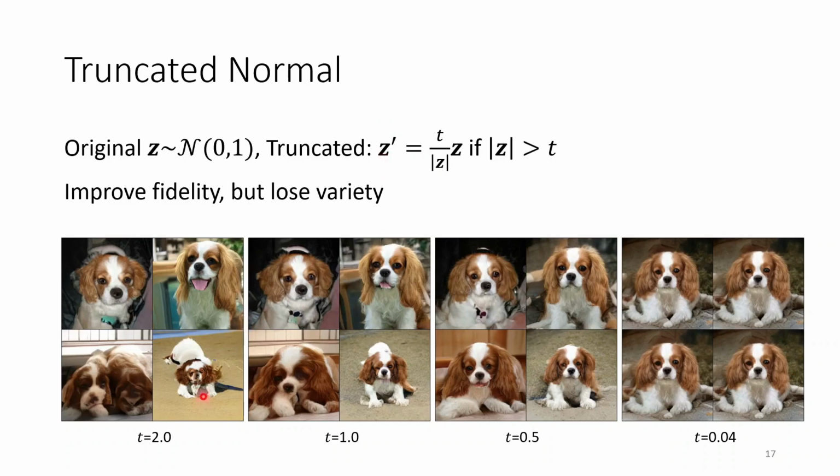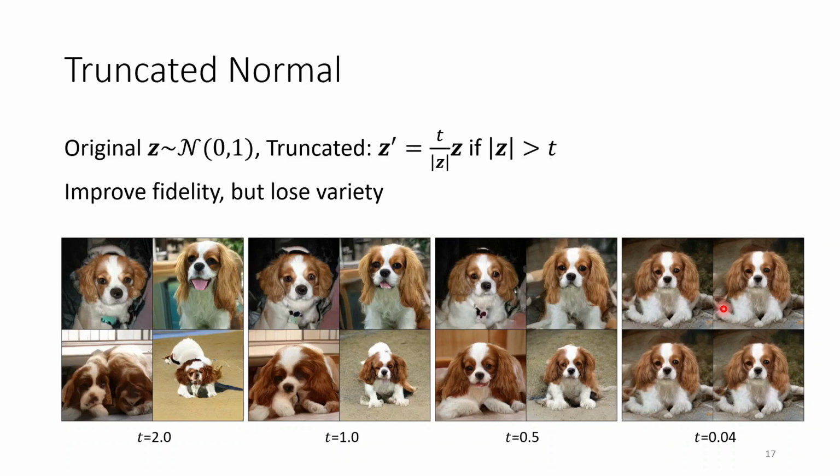So this is the result. If they set t as 2, you can see there are 4 dogs, and they look very different. If they set t as 1, the 4 dogs look slightly similar to each other. And if they set t equal to 0.5, they look more similar. If t is very, very small, the noise values will be very close to each other. Therefore, their generated results will be similar to each other. So it makes sense.